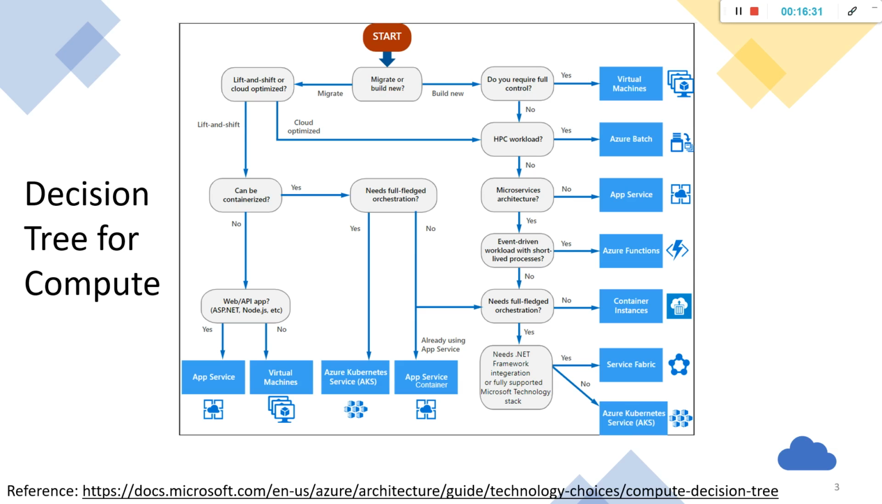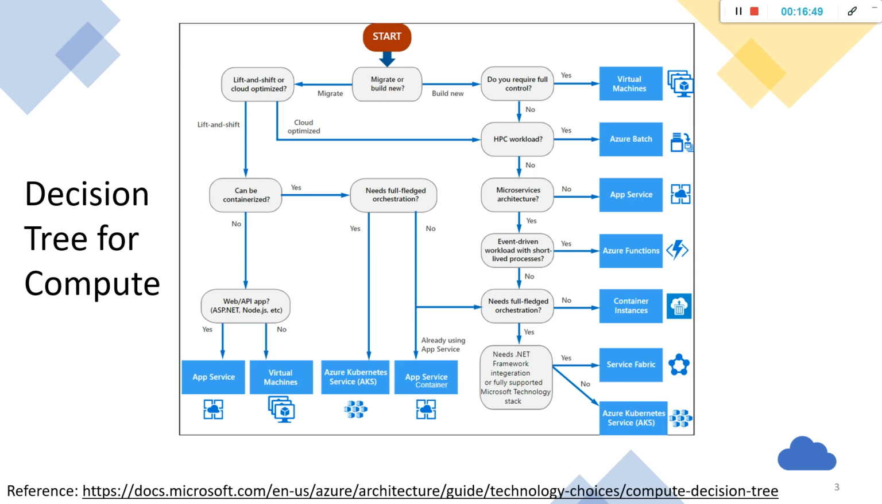So it has some sophisticated features with container orchestration. But there are two options: Service Fabric and AKS, Azure Kubernetes Service.